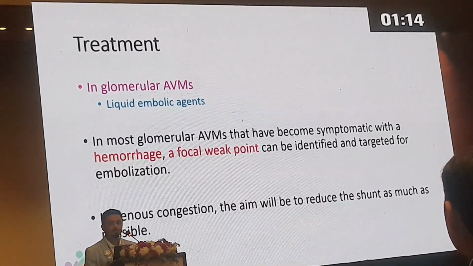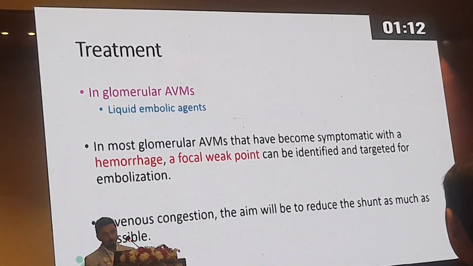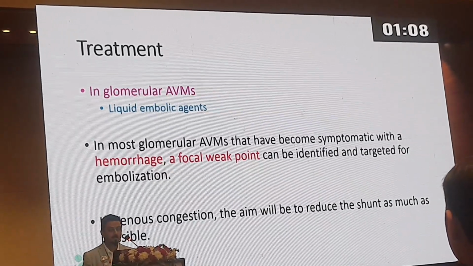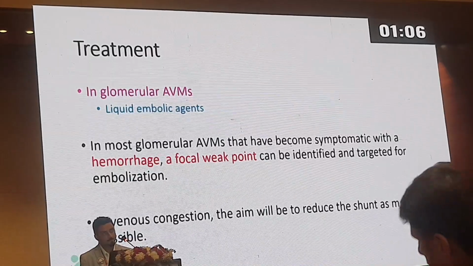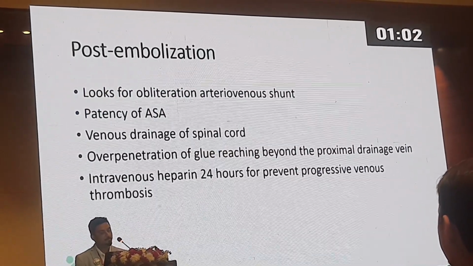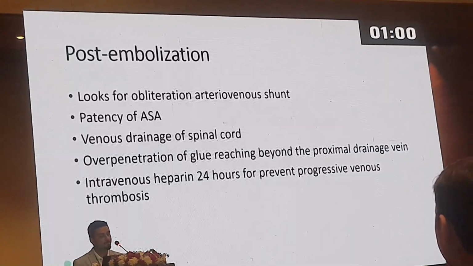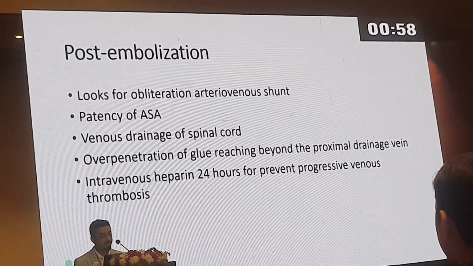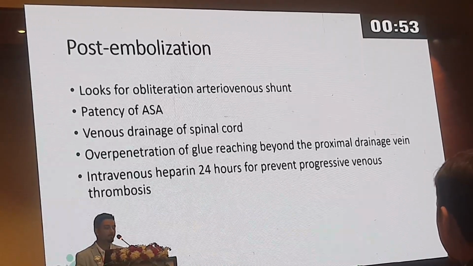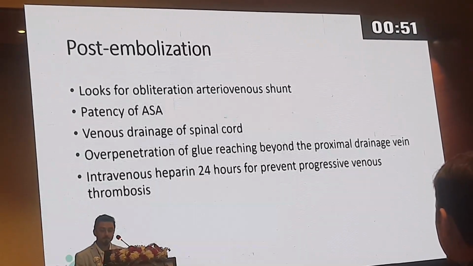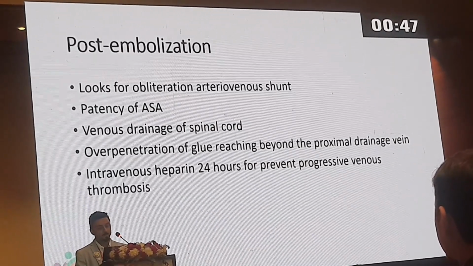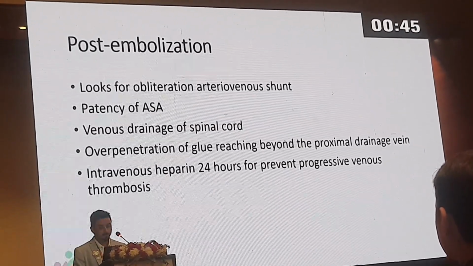How do we diagnose venous congestion in the angiography? Well, the parallel normal flow will take a moment, 20 seconds. This is the definition of venous congestion with angiograms. Post-embolization, always look for obliteration of the vessel and patency of the anterior spinal axis. Venous drainage of the spinal cord should be normal. Watch for over-penetration of glue, which will go into the venous side, and give intravenous heparin for the next 24 hours.